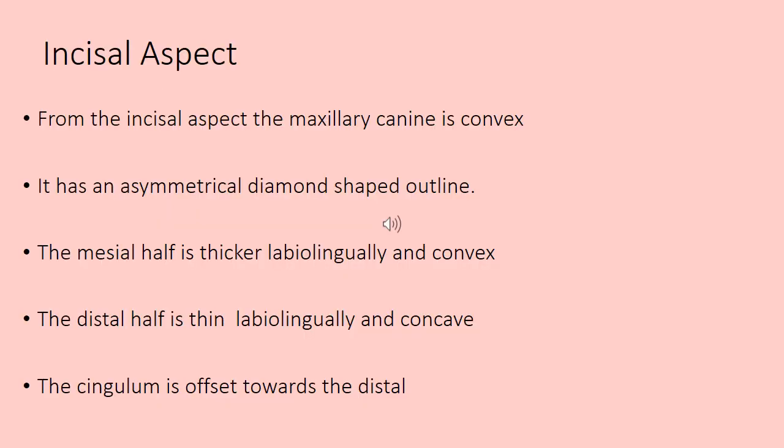Incisal aspect. From the incisal aspect, the maxillary canine is convex. It has an asymmetrical diamond-shaped outline. The mesial half is thicker labiolingually and convex. The distal half is thin labiolingually and concave. The cingulum is offset towards the distal.